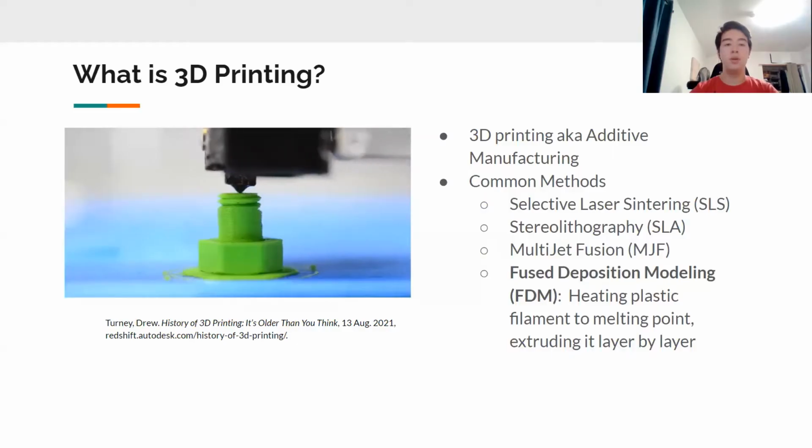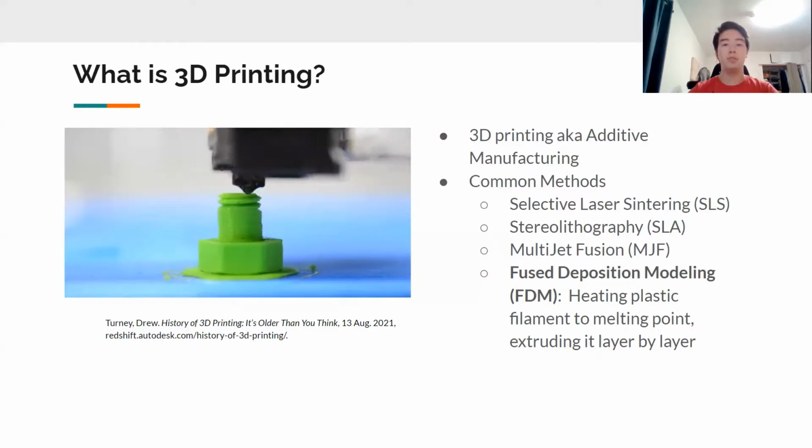So, very briefly, what is 3D printing? Well, first, the term 3D printing can be used interchangeably with additive manufacturing. There are several additive manufacturing or 3D printing methods, including selective laser sintering, stereolithography, multi-jet fusion, and more.